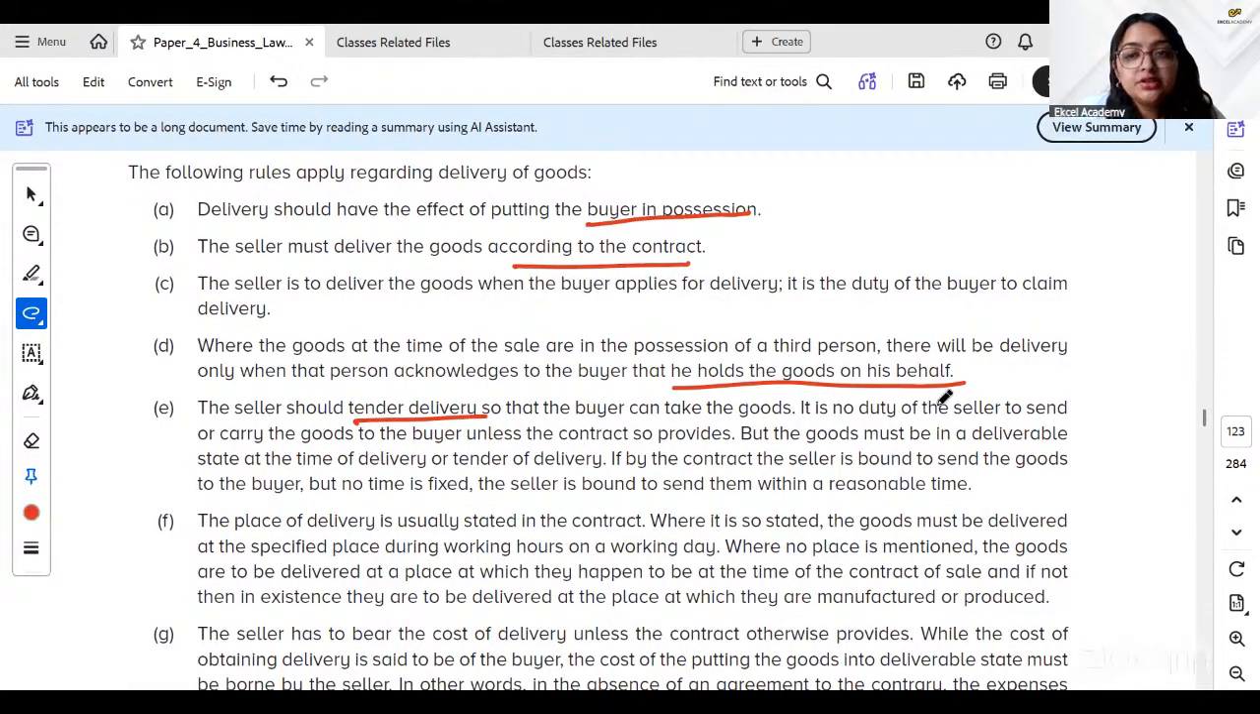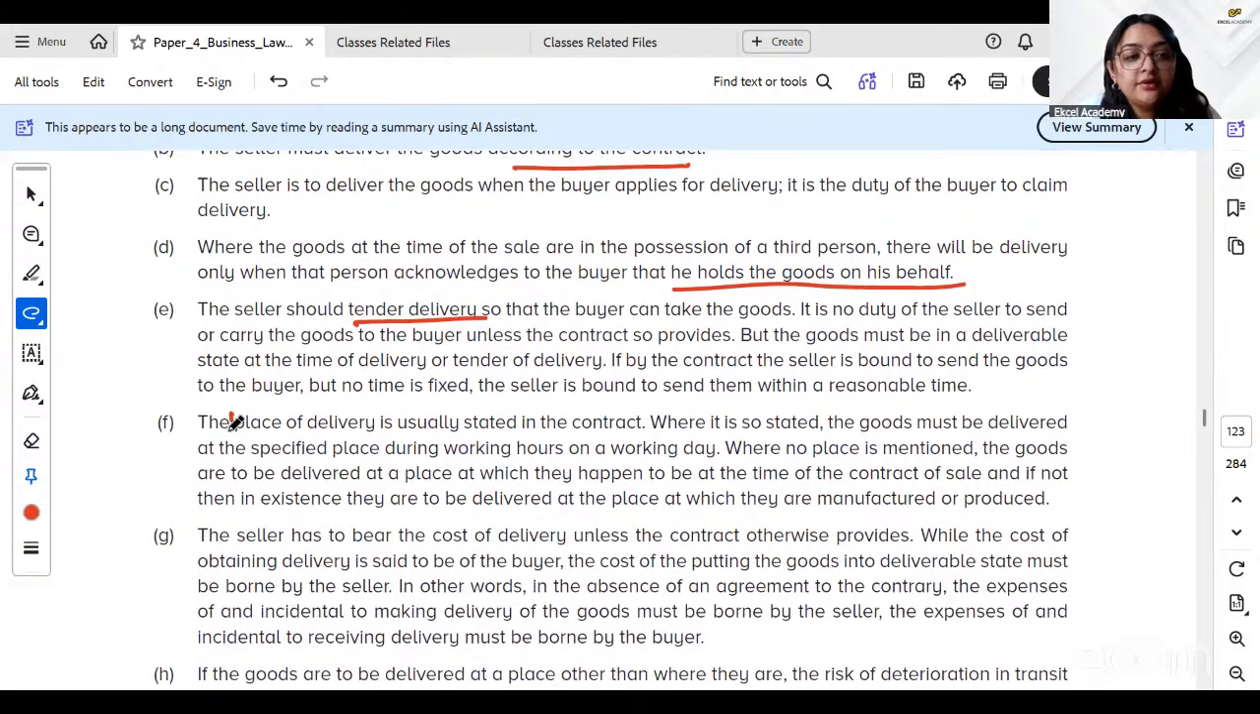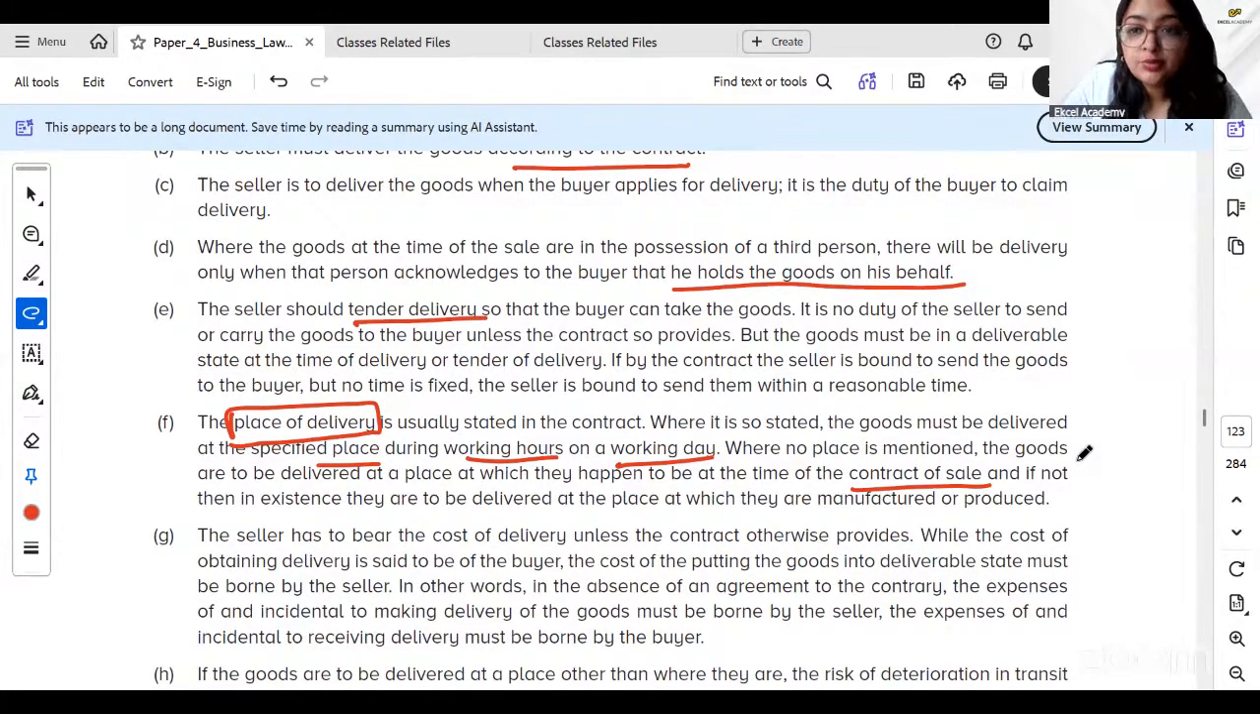It is no duty of the seller to send or carry the goods to the buyer unless the contract so provides. Then you have the place of delivery, which is usually mentioned in the contract itself. The goods must be delivered at the specified place during working hours on a working day. Where no place is mentioned, it is to be delivered at the place where they happen to be at the time of the contract of sale. Let's say you purchased a washing machine and have not specified where you want the home delivery to be. In that case, the seller will keep the washing machine ready at the showroom itself, and it will be your responsibility as a buyer to go and pick it up from the showroom.